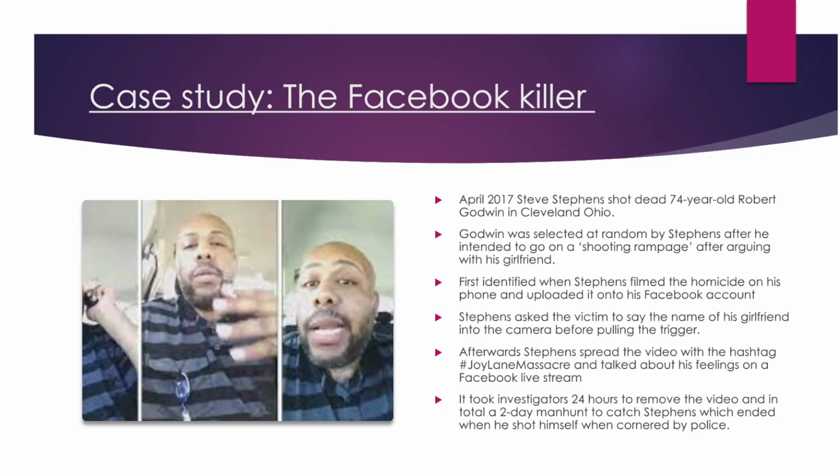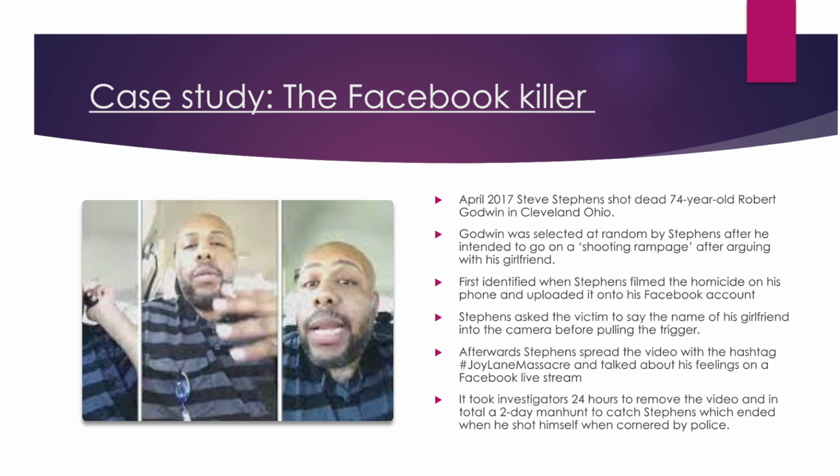We will first look at the case of the Facebook killer, which is also known as Steve Stevens. In April 2017, Steve Stevens shot dead 74-year-old Robert Godwin in Cleveland, Ohio. Godwin was selected at random by Stevens after he intended to go on a shooting rampage after arguing with his girlfriend. This was first identified when Stevens filmed the homicide on his phone and uploaded it onto his Facebook account.